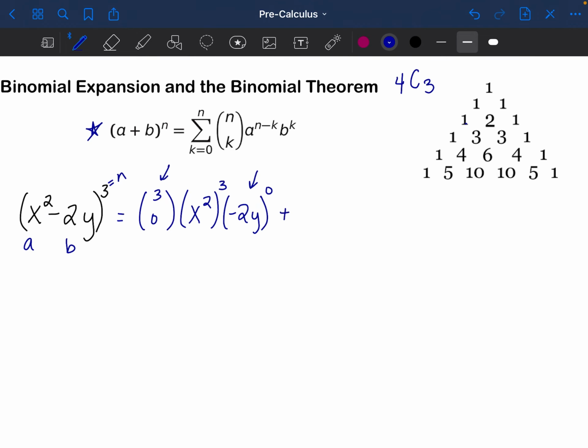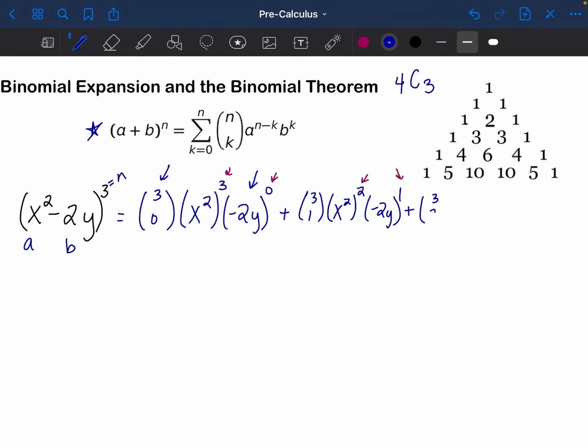Next term, k now equals 1. So we got 3 choose 1, x squared to the 3 minus 1 power, which is 2, times negative 2y to the first power. Right? Notice that our powers here, this 2 and 1, this 3 and 0, they'll always add to 3. So if I get lost, that's what I always look at.